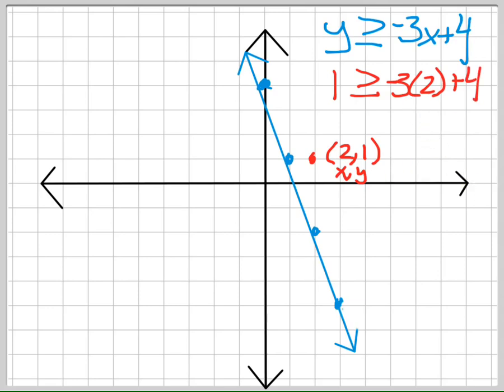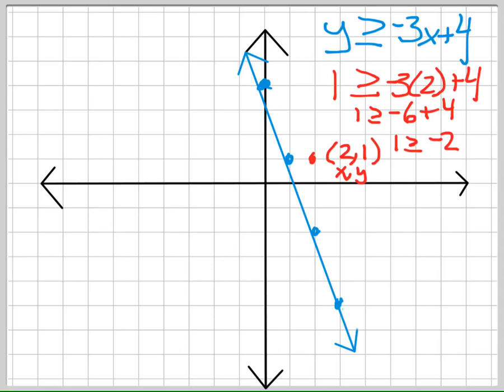I have to do the multiplication first. 1 greater than or equal to negative 6 plus 4. 1 greater than or equal to negative 2. Yes, it is true. So this would be a possible answer to this inequality because it's true. Remember, we said we have an infinite amount of answers. This is just one of the answers that could work. X is 2, y is 1.